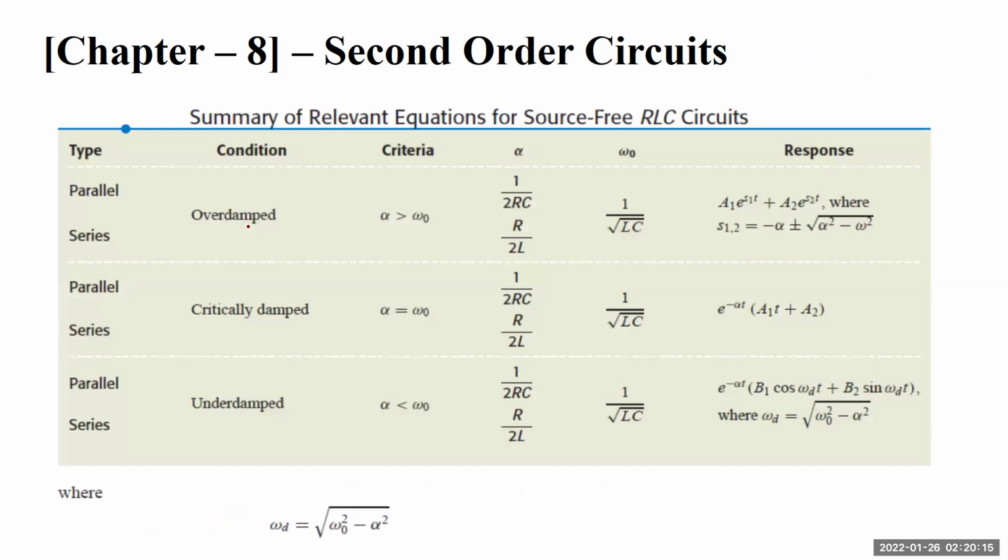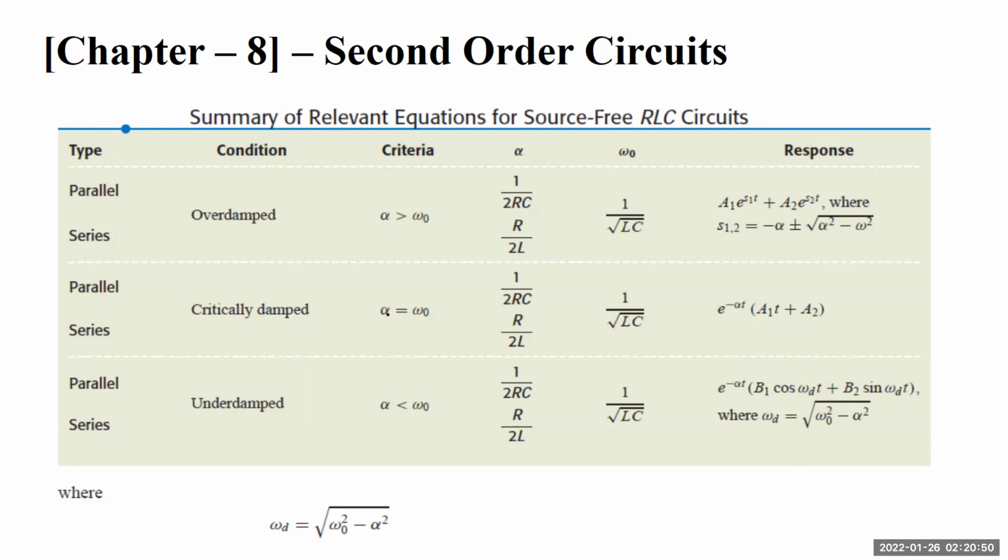So if we compare both cases, we have a parallel RLC circuit and a series RLC circuit. If the circuit has an underdamped response, the criterion is that alpha should be greater than omega naught. Alpha for a parallel RLC circuit is 1 over 2RC, and for a series RLC circuit it is R by 2L. Omega naught is 1 by the square root of LC, and this is the overall response.